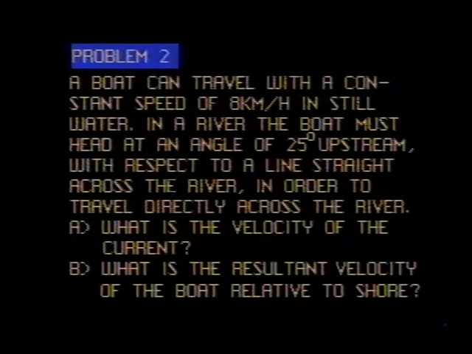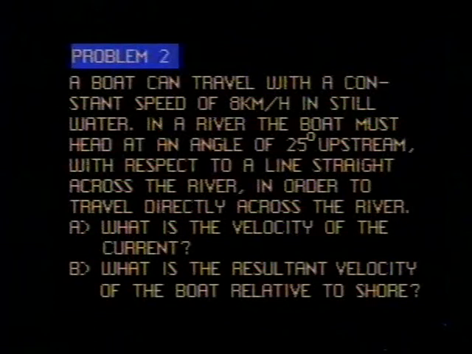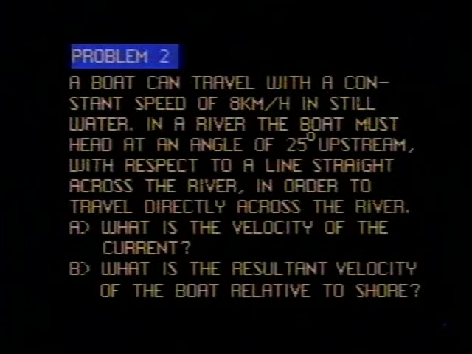Problem number 2 reads, a boat can travel with a constant speed of 8 kilometers per hour in still water. In a river, the boat must head at an angle of 25 degrees upstream with respect to a line straight across the river in order to travel directly across the river. A, what is the velocity of the current? And B, what is the resultant velocity of the boat relative to shore?